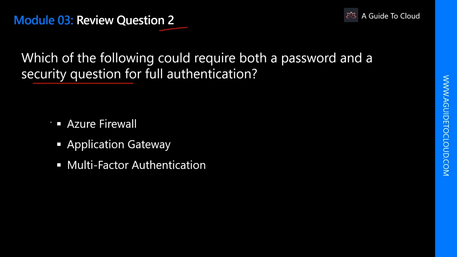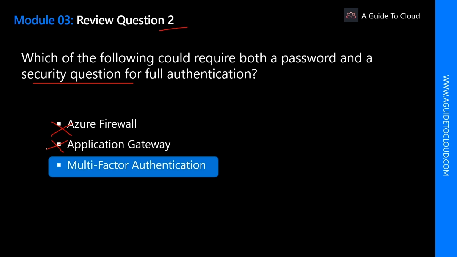Is it firewall? No, we just discussed firewall capability. Is it application gateway? Application gateway is also a type of firewall which provides web application firewall capability. So the right answer is multi-factor authentication. Multi-factor authentication or MFA can require two or more elements for full authentication.